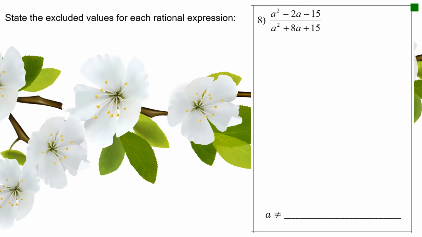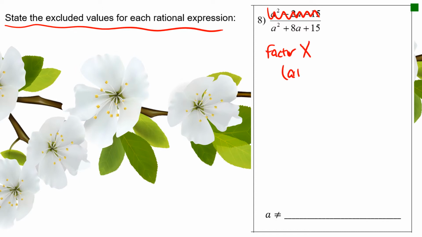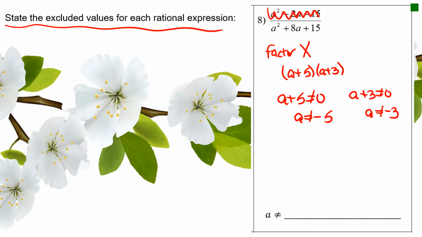Okay, we are again stating just the excluded values. We are not simplifying it. So we're only going to look at the a squared plus 8a plus 15. So we're going to factor that using the big X. It comes out to a plus 5 times a plus 3. It's my denominator, so neither one of these factors can equal 0. So I set them not equal to 0, and I find out that a can't be -5 and it can't be -3.